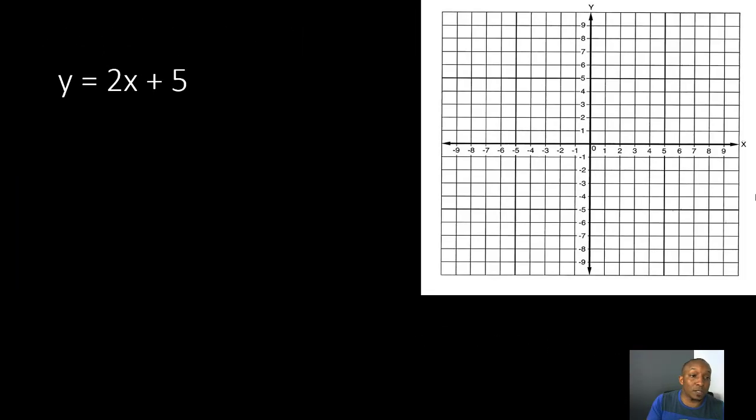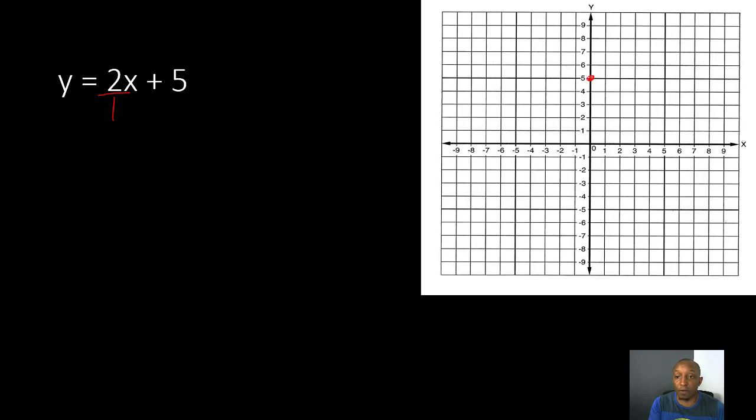Welcome back, ladies and gentlemen. So the first thing we need to do is put it in slope-intercept form, which it's already in, so we didn't have to do anything. So now we need to find our rise over run. So really we're looking at 2/1, and then our y-intercept is 5. So let's go ahead and start graphing.